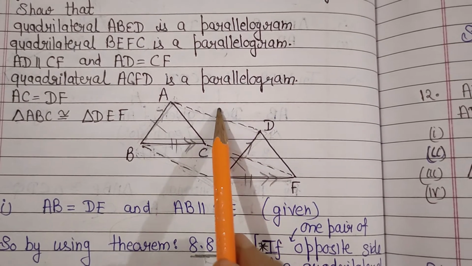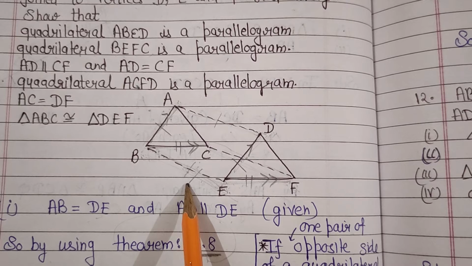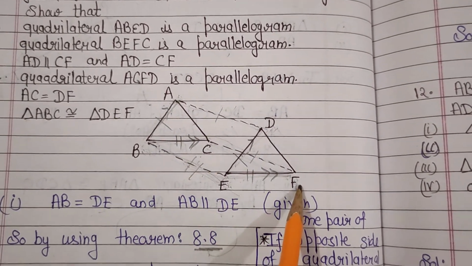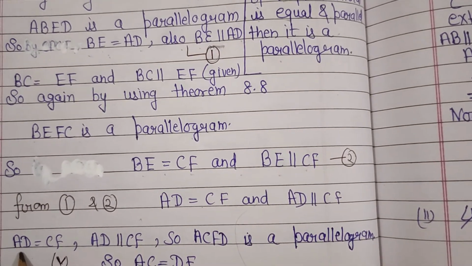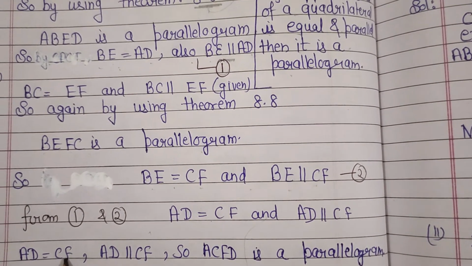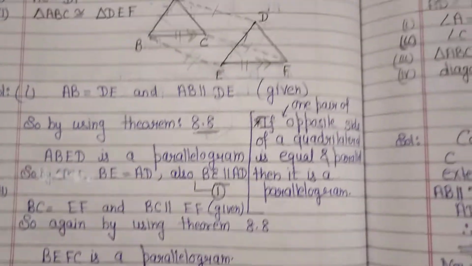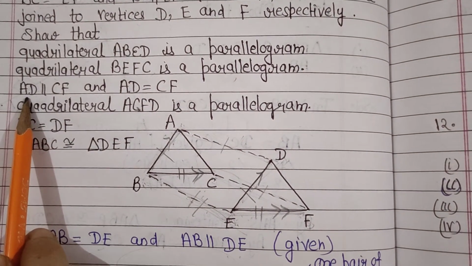Why? Because AD was connected to BE and BE was connected to CF. So AD is also connected with CF. So from the equations, we can say that AD is equal to CF and AD is parallel to CF. And again, it was the third part we have proved.